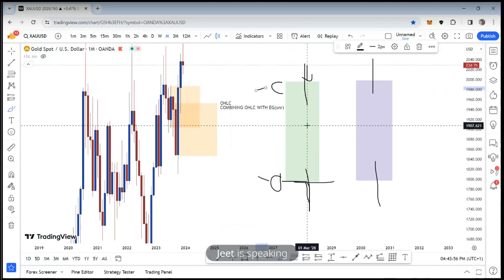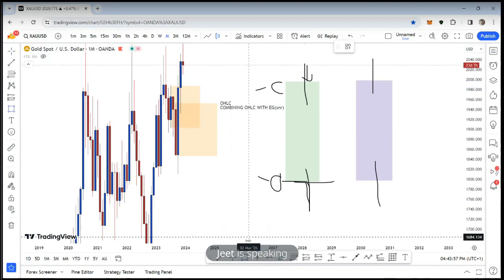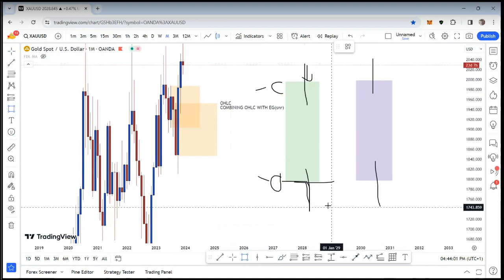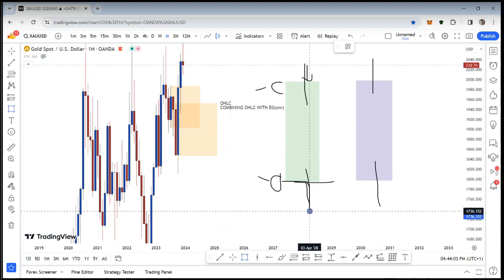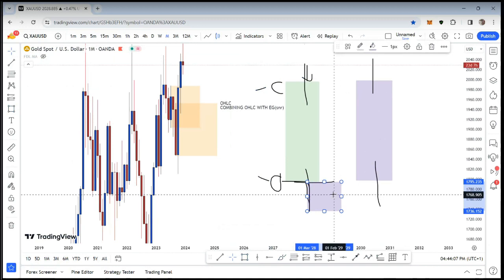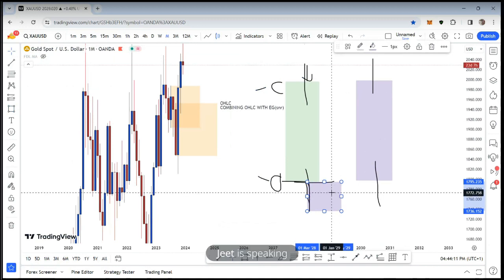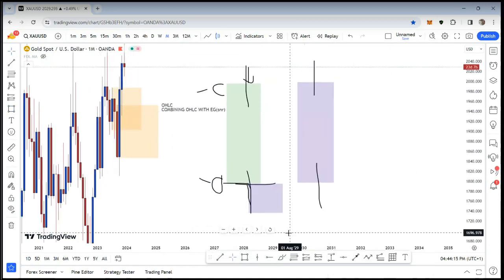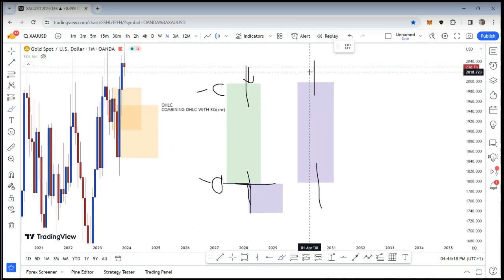Now in this scenario, considering support, we take it from the wick of this candle to the body of the candle. That is our support. Is that clear? Yes. SNR. Now the same thing goes with a sell candle.